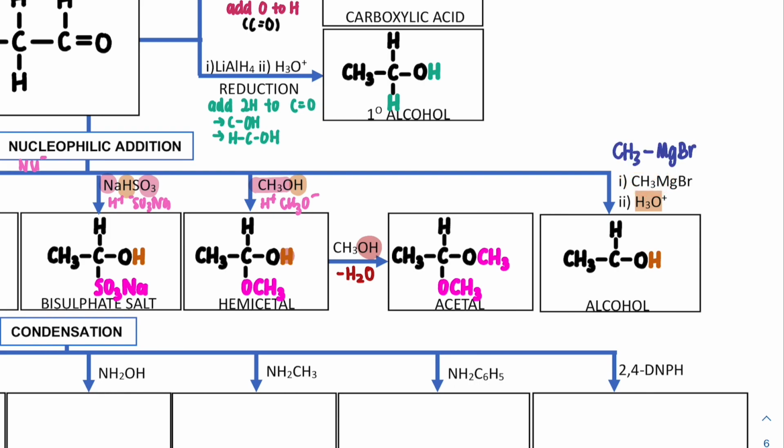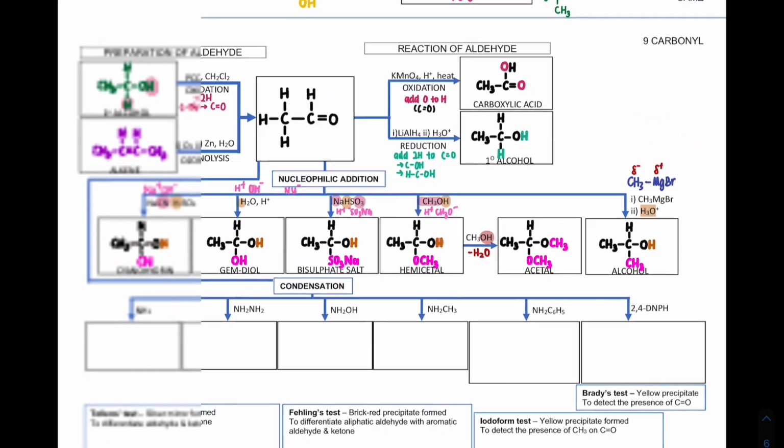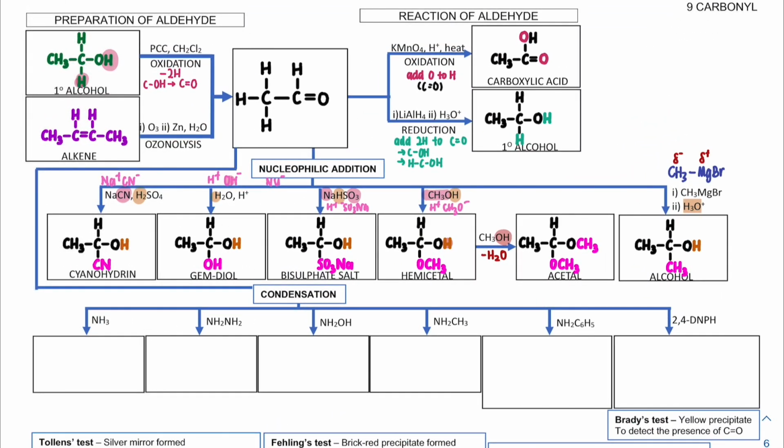So this one, even though it's not that clear, positive, negative. Since magnesium is actually partial positive, but the carbon will be partial negative because it is group 14. So what we're going to add is actually the CH3. We will add it here. That will be the nucleophilic addition of our carbonyl, specifically our aldehyde. So that is for the nucleophilic addition.